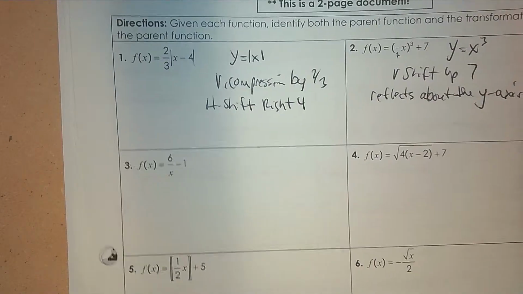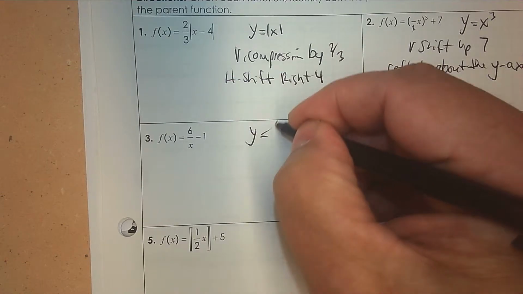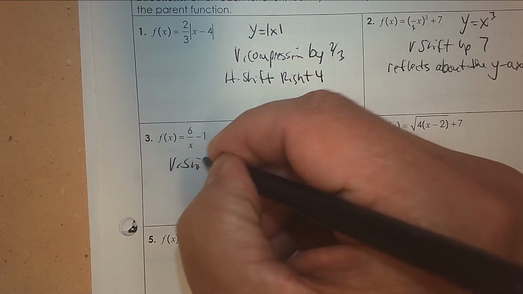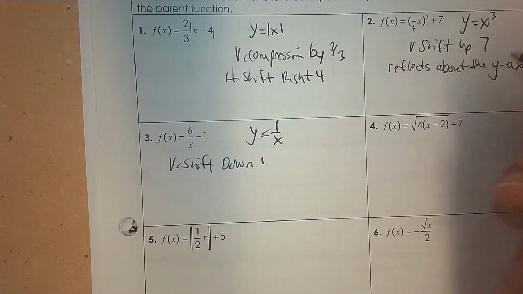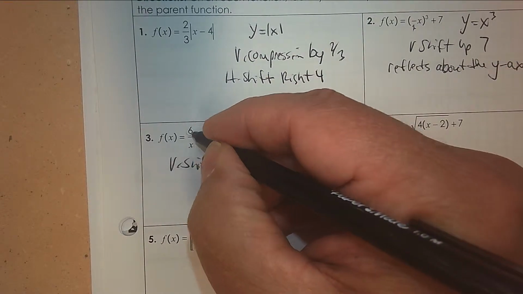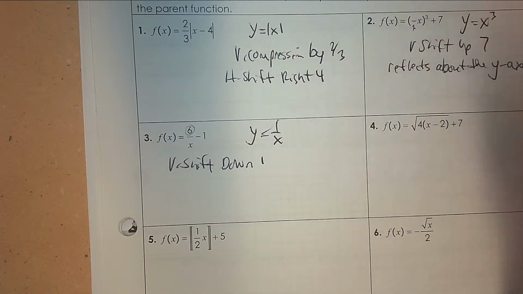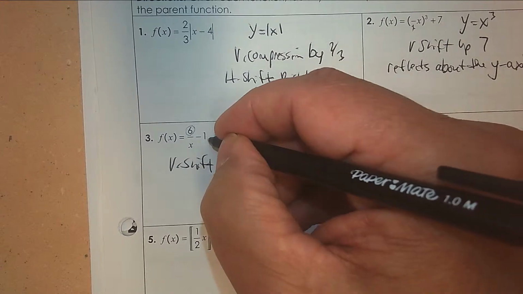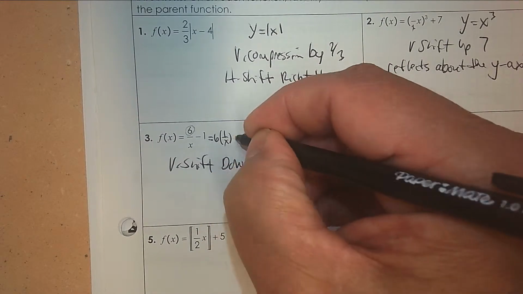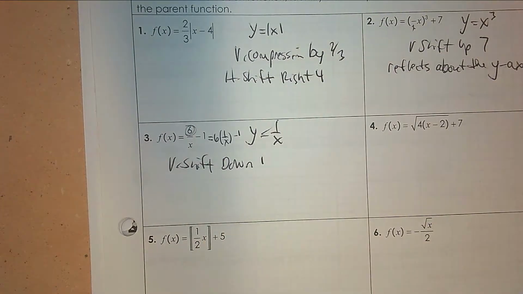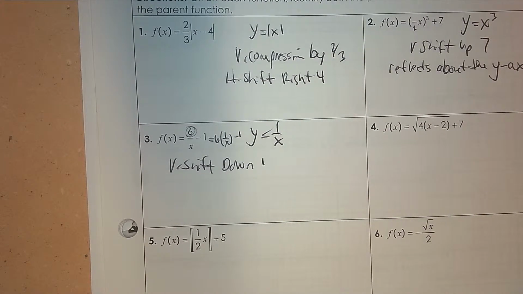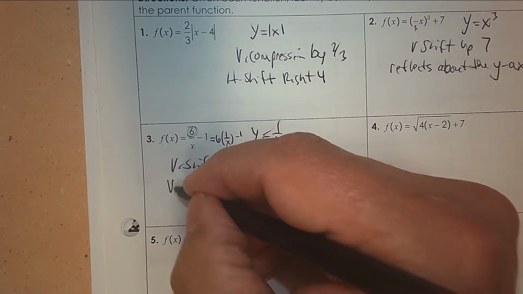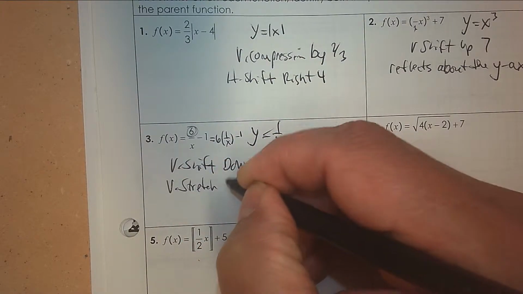Number 3, what's the parent? Just the rational or reciprocal. What's happening on the outside? So there's a vertical shift down 1. What's happening on the inside? Well, I also see the 6. Now, technically, that 6 that you see is multiplying. So you could think of that 6 as being multiplied in front, take away 1. So when it's in the numerator of a fraction, it affects the y. It's the denominator that affects the x. So anyways, a long way of saying this is a vertical stretch by 6.